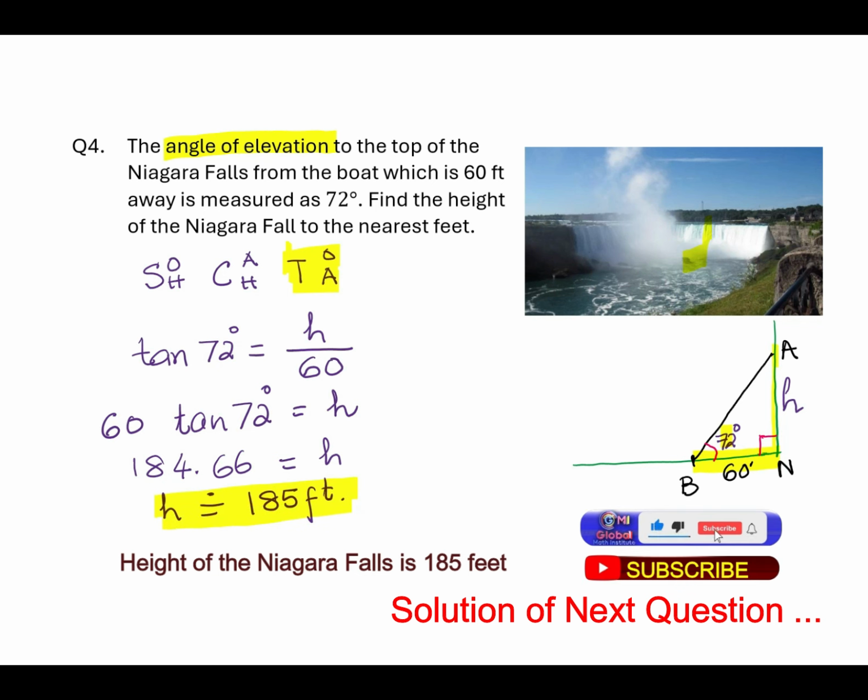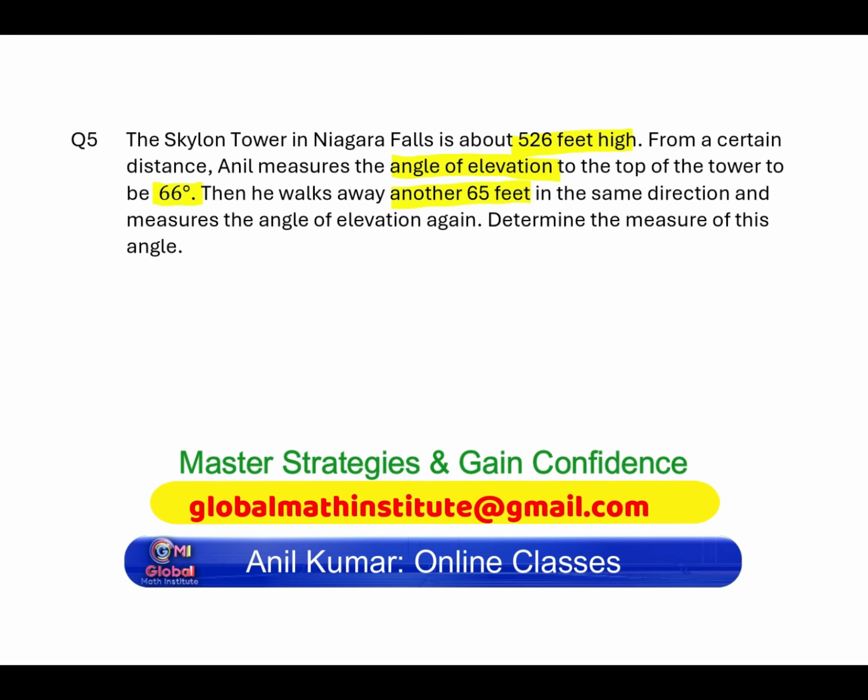Here is another beautiful application question. Let us try to understand how do we solve it. Question number 5. The Skylon Tower in Niagara Falls is about 526 feet high. From a certain distance, Anil measures the angle of elevation to the top of the tower to be 66 degrees. So this is angle of elevation. Then he walks away another 65 feet in the same direction and measures the angle of elevation again. Determine the measure of this angle.